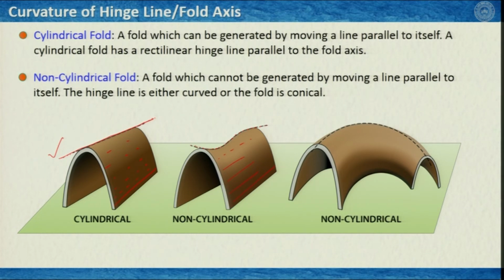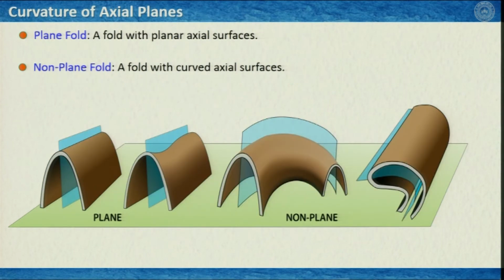This is also a different kind of non-cylindrical fold. So, here we have the depression along the hinge line, and here the entire hinge line is folded. Bottom line is that fold axis here is also not straight, it is curved, and therefore, this is also a type of non-cylindrical fold.